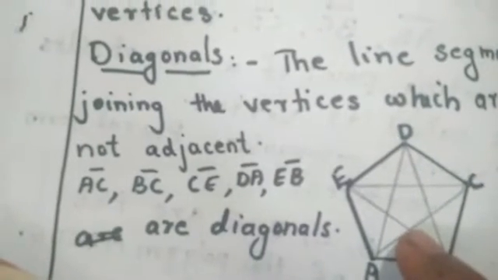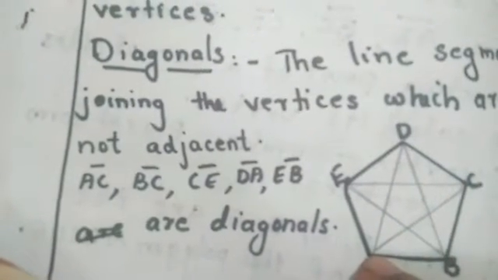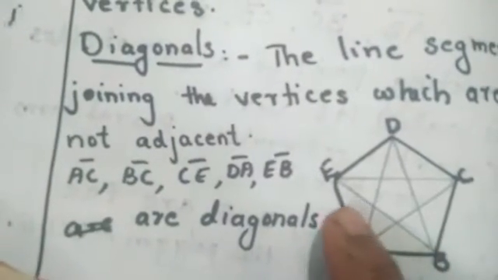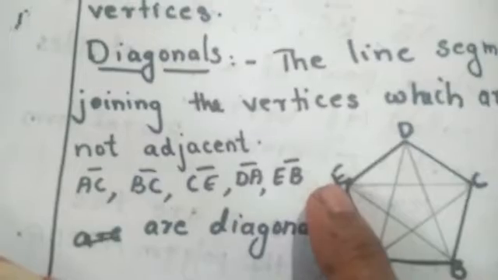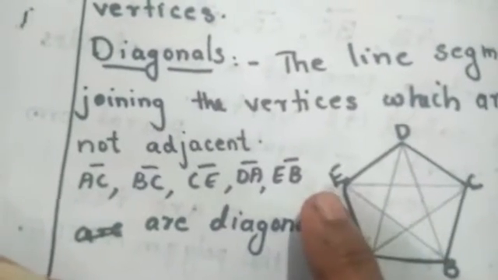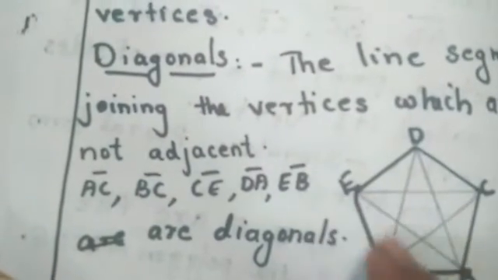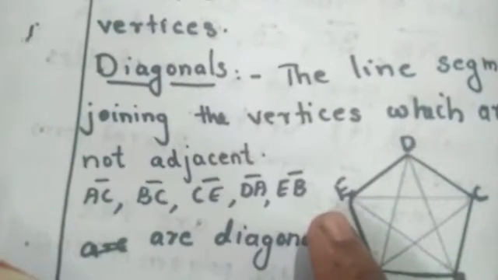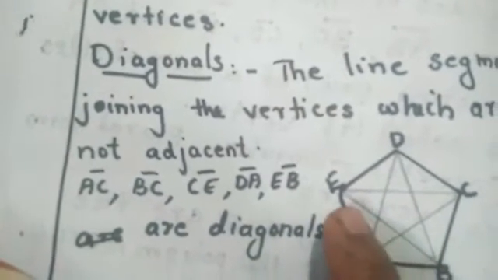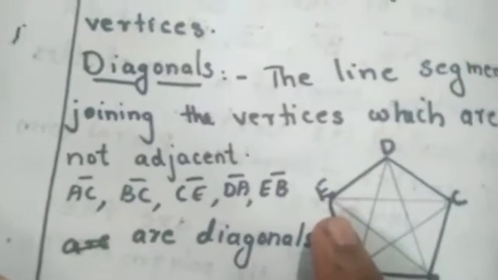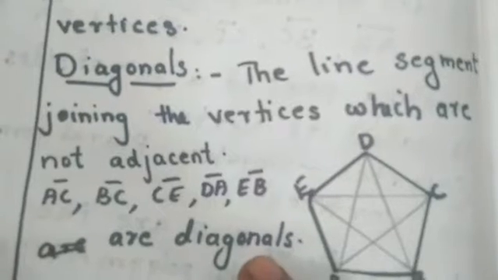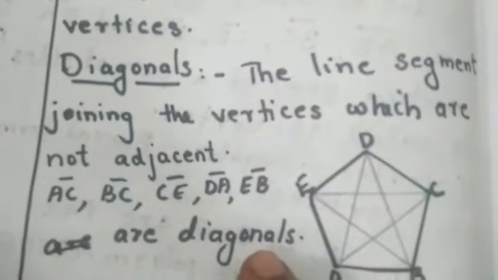So this line segment AC is a diagonal. Here also you can see one line segment joining B and E. B and E are not adjacent vertices. So we can join them with a line segment called a diagonal. So a diagonal is the line segment joining the vertices which are not adjacent.